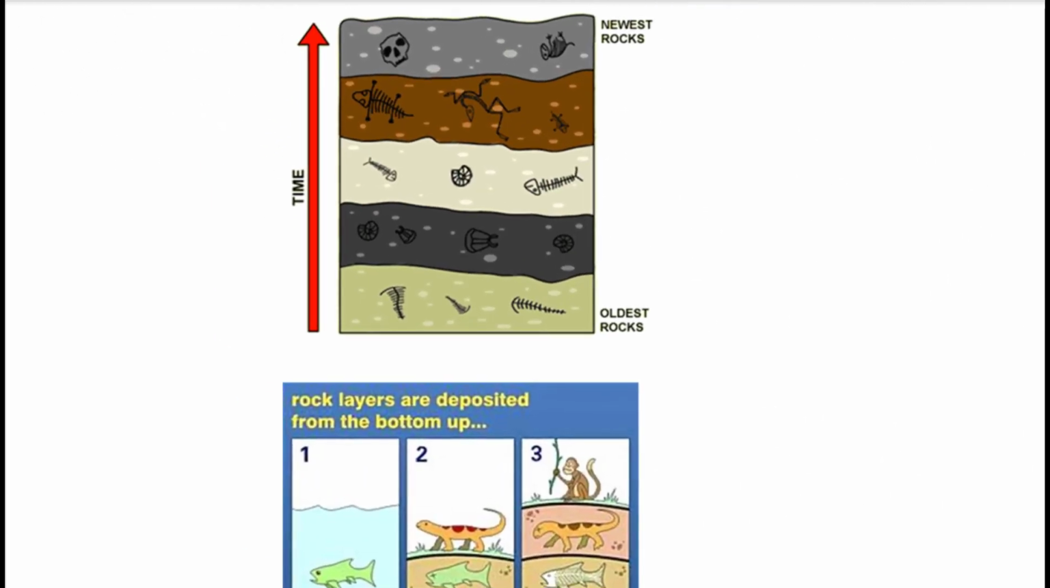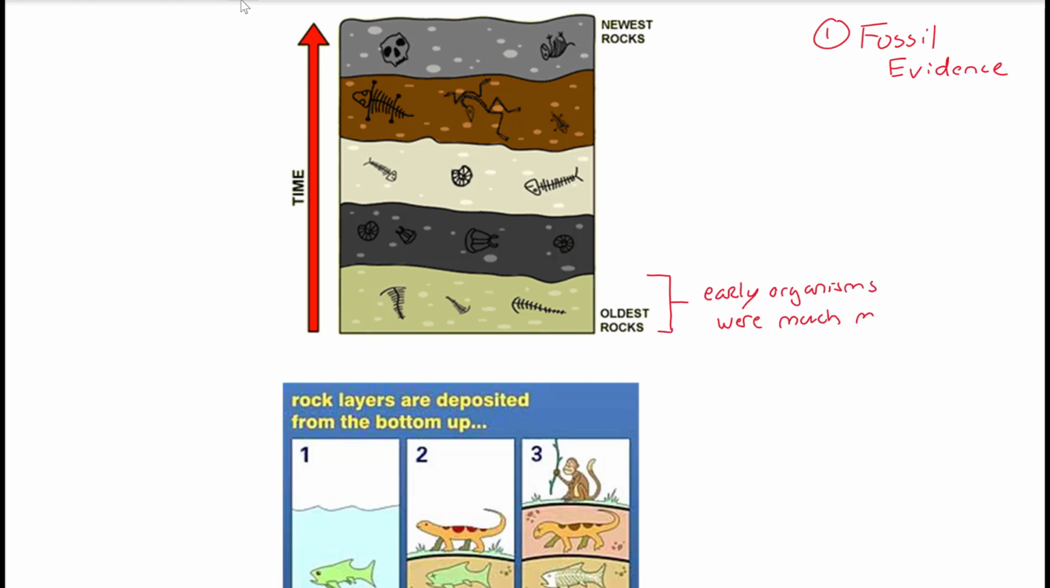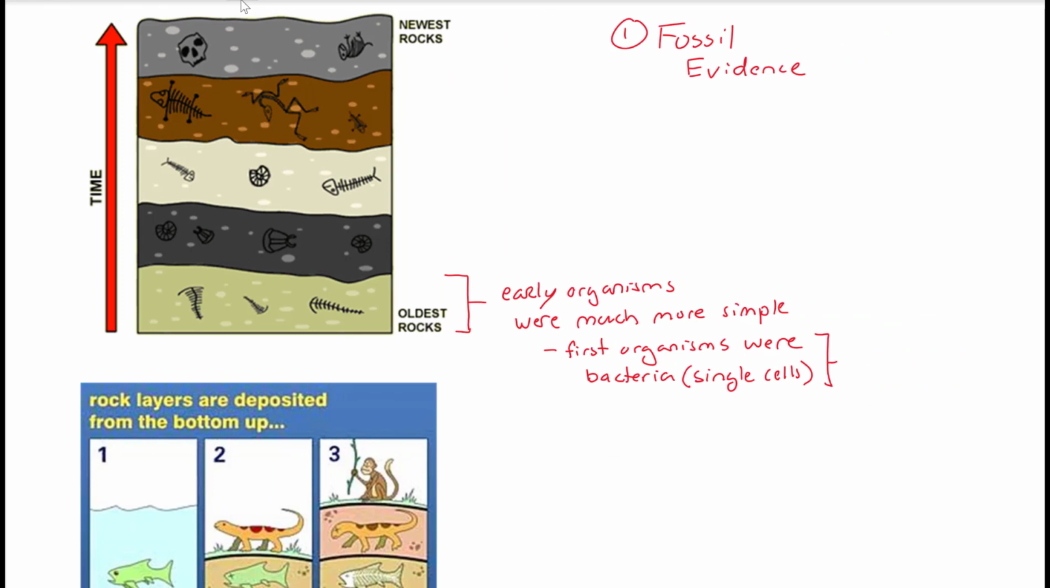Looking over some evidences for evolution, you have your strata here, your layers of rock. And in those sedimentary layers, you find fossil evidence. Really deep strata or layers of rock can have very old organisms. And they're usually very, very simple. The first organisms were bacteria. They were single-celled prokaryotes, meaning they were cells with no membrane-bound organelles. Then eukaryotic cells eventually evolved.